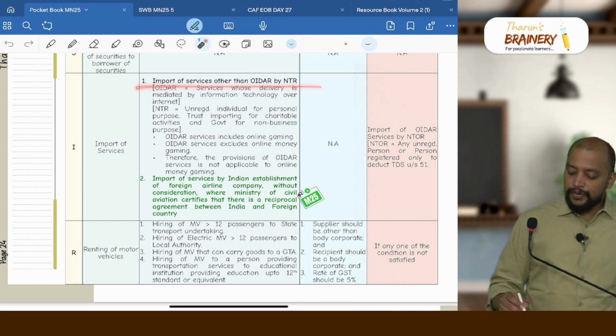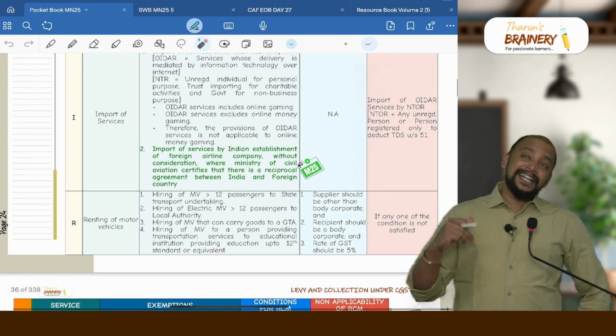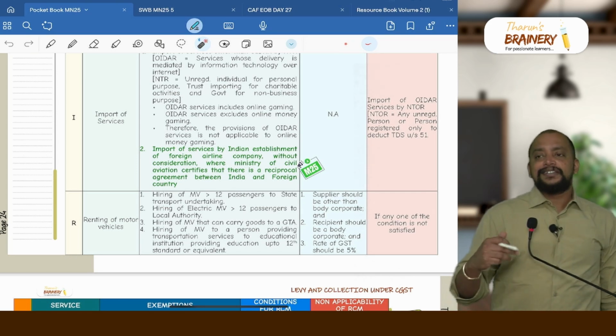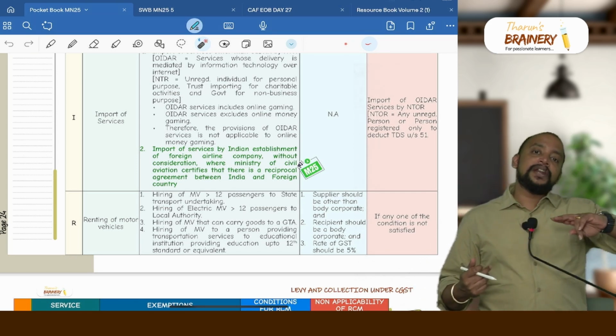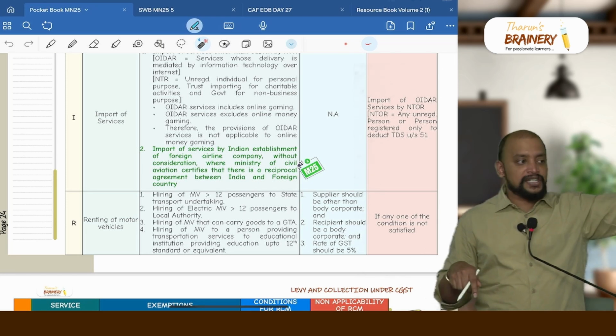Import of service other than OIDR by a non-taxable recipient, then import of services by an Indian establishment of a foreign airline company, provided there is a reciprocal arrangement or reciprocal agreement wherein the foreign establishment of an Indian airline company is given a similar exemption.